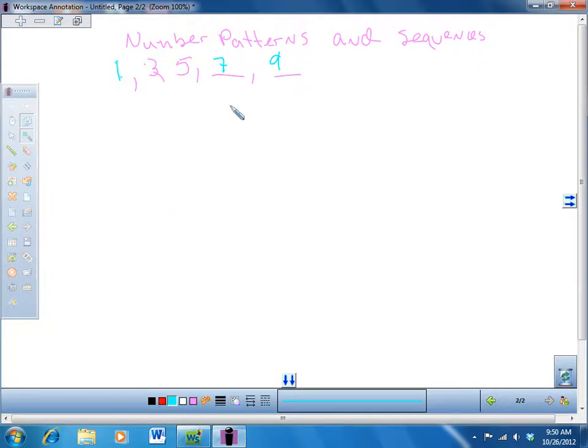Now, maybe I wanted to do something. What if I had a number pattern that looked like this? Or not a number pattern, but a letter pattern. Red, blue, red, R, B, B, R. What comes next? Who can tell me what goes in the next 3 places? What goes in the next 3 places? B, B, B?